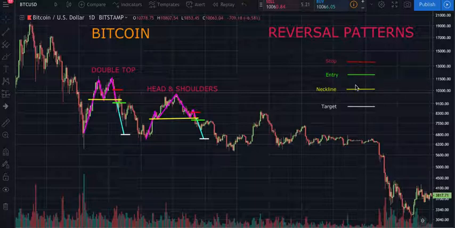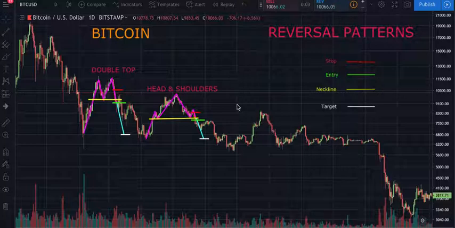But before we get started, I do want to say that this is not financial advice. I'm not a financial advisor. I'm just sharing some of my insights on the market, some of the understanding of different patterns and how to recognize them and what they mean, and even how to trade them, should you happen to see them and recognize them. But keep in mind this is not financial advice.